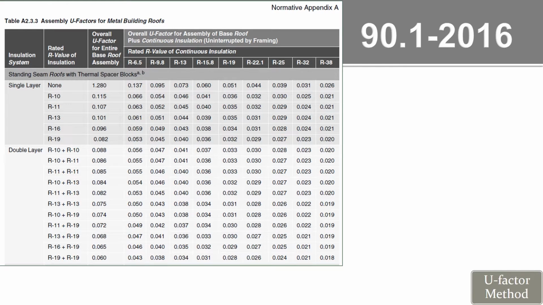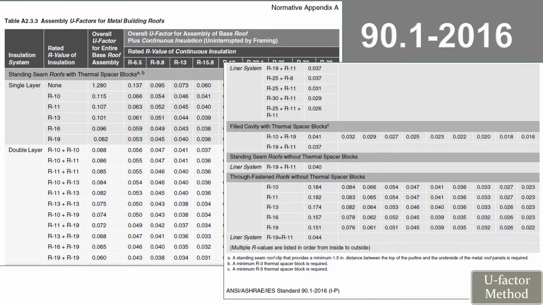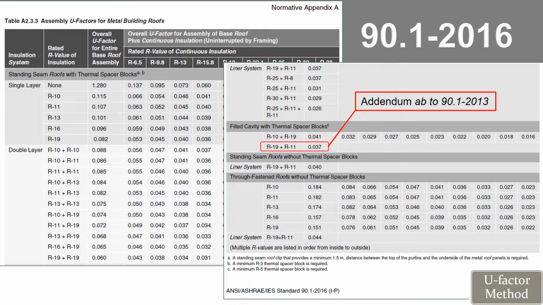So since I showed you the 2016 table for walls, this is what it looks like for the roof. So we're back to table A2.3.3. No major changes, just different color formatting. The only change, there was an approved addendum AB, and that introduced a new filled cavity system. We'll review what a filled cavity system is in part 3 of the webinar series.